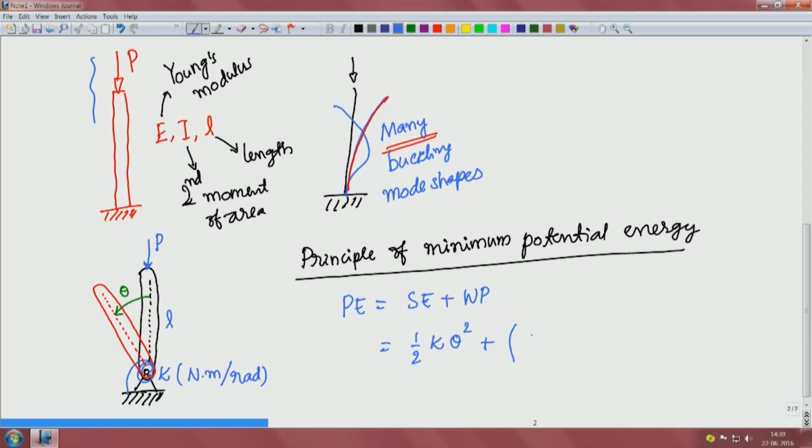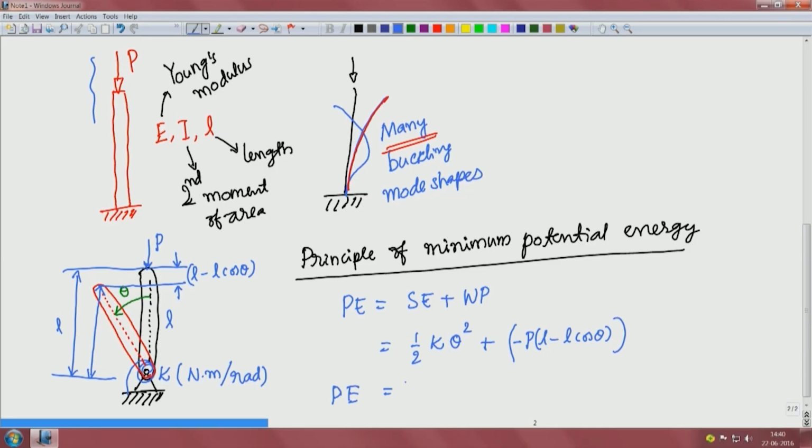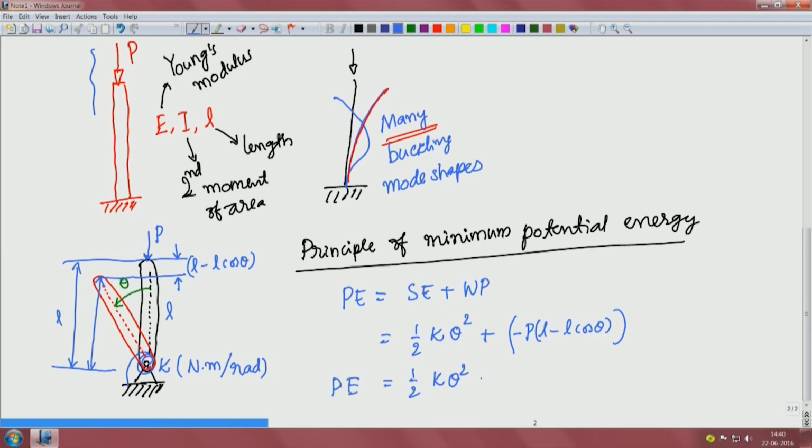So, here we have P, which is downwards, and when P acts here there will be a difference between these two points. That is the distance we need to take. The original length, from here to here, is L, and with the angle theta, it will become L cosine theta. So, the displacement is L minus L cosine theta. It is in the same direction, so it is positive, and the work potential is the negative of the work done, so we have a negative. Overall, the potential energy is half kappa theta square minus P times L minus L cosine theta.